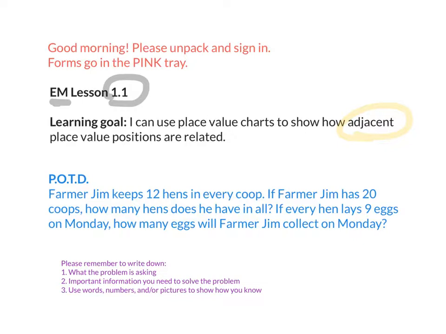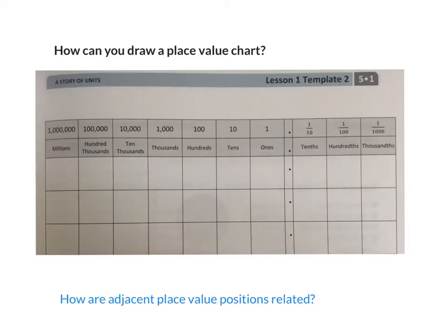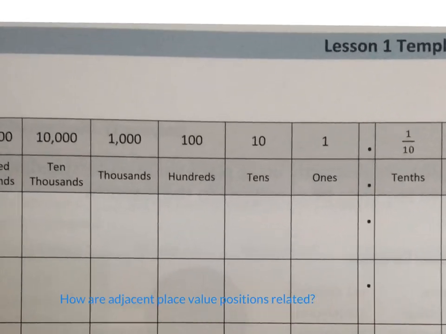Very nice. So in the place value chart, if you have the ones place, what place value is adjacent to the ones place? Everyone? The tens. Very good. So today you're going to be able to use a place value chart to show how place value positions that are adjacent or next to each other are related. As you know, a place value chart is a chart that shows you the different place values.